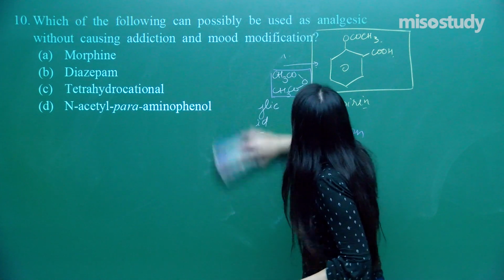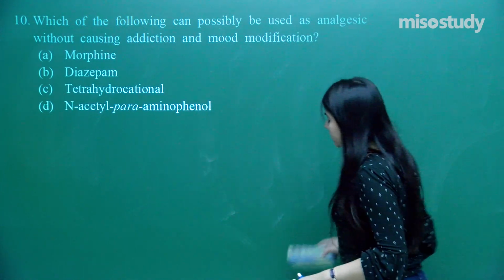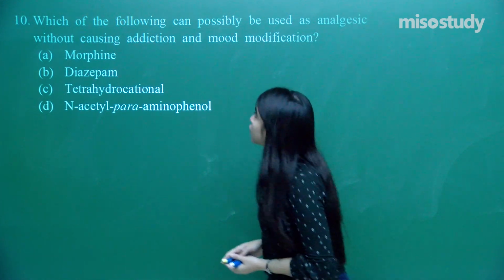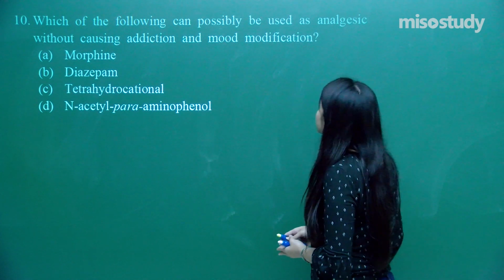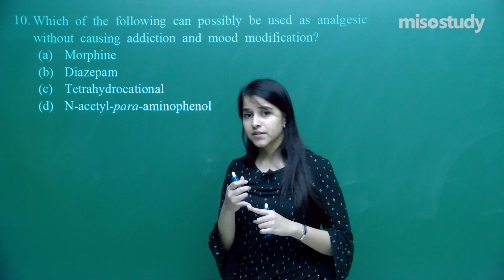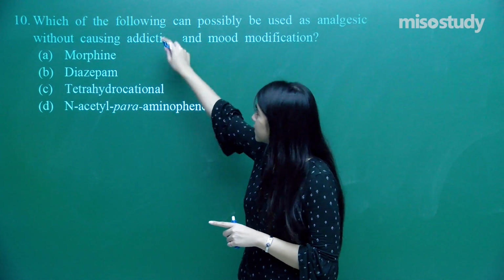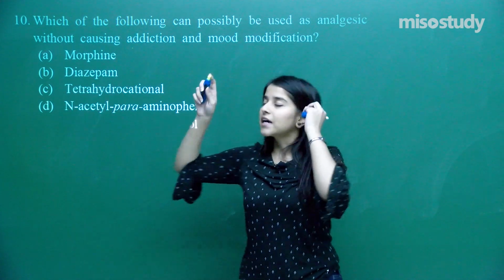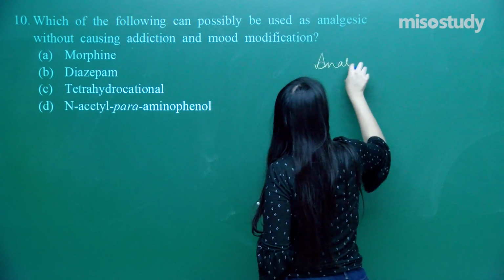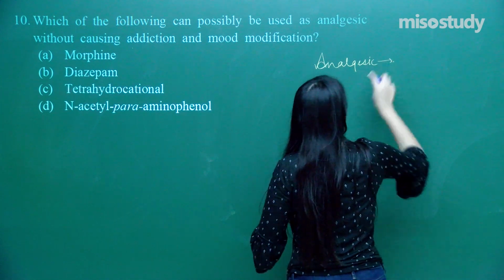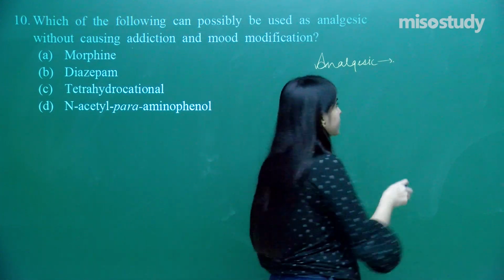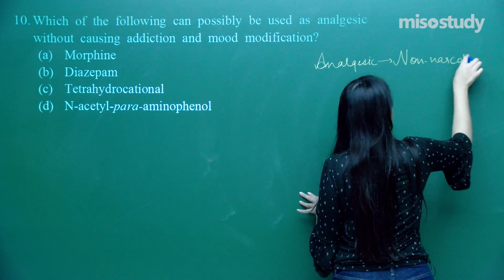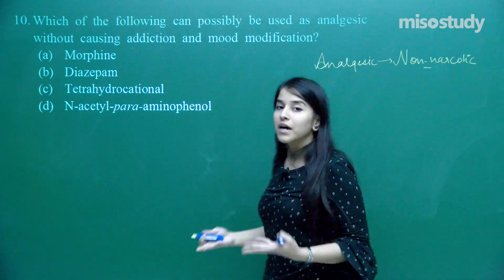Yes, the last one we have, what is it? Which of the following can possibly be used as analgesic without causing addiction and mood modification? So it must be an analgesic, and secondly what? It must have no addiction and no mood modification. That means analgesic, and that too non-narcotic. That means having no kind of addiction, no mood uplift.